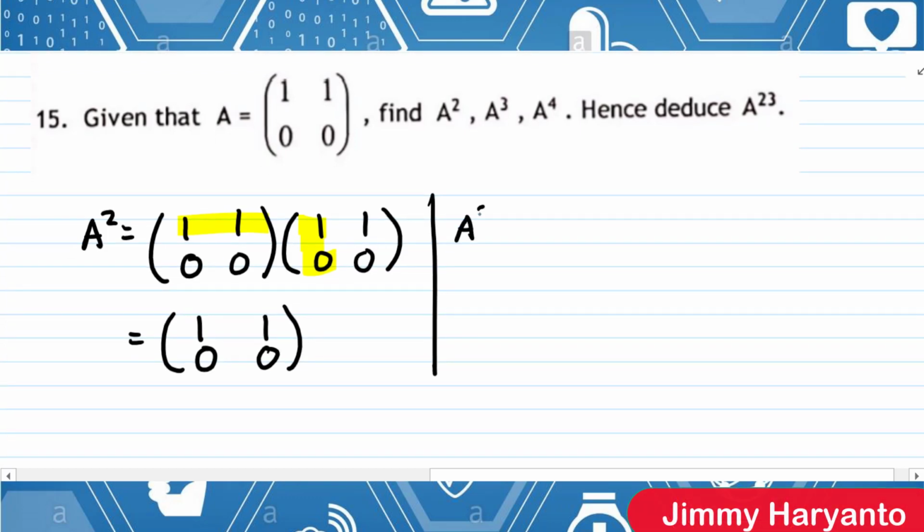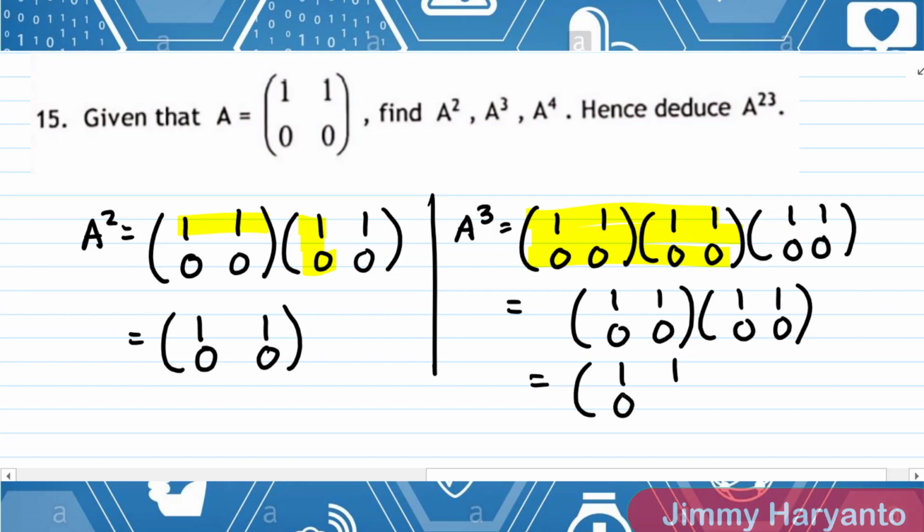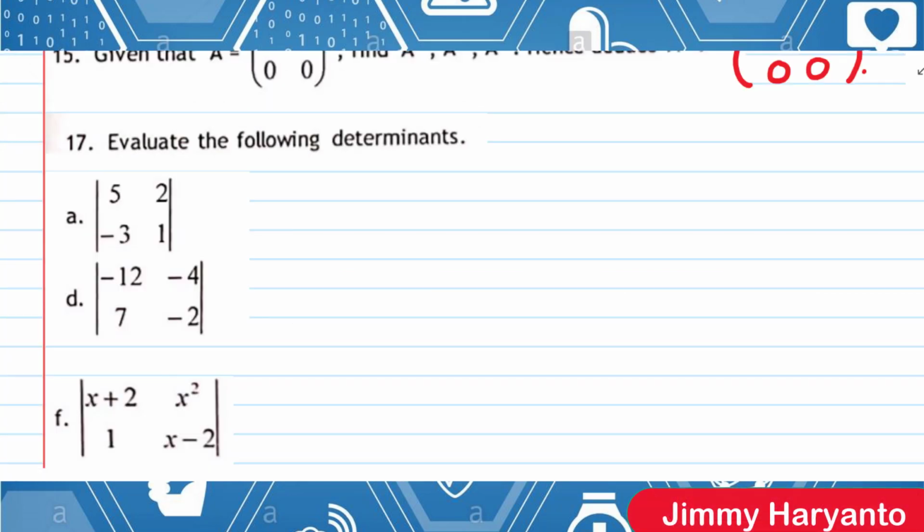And then for the A cube, I think it will be the same, 1, because the numbers are the same. This is for the A squared, right? 1, 1, 0, 0. For the A cube, it will be like this. As you can see, we already calculated this, so we can say that 1, 1, 0, 0 times 1, 1, 0, 0 again one more time. That means the result will be like this also. So A squared will be 1, 1, 0, 0, A cubed will be 1, 1, 0, 0, A to the power of 4 will be 1, 1, 0, 0, and A to the power of 23 also 1, 1, 0, 0.